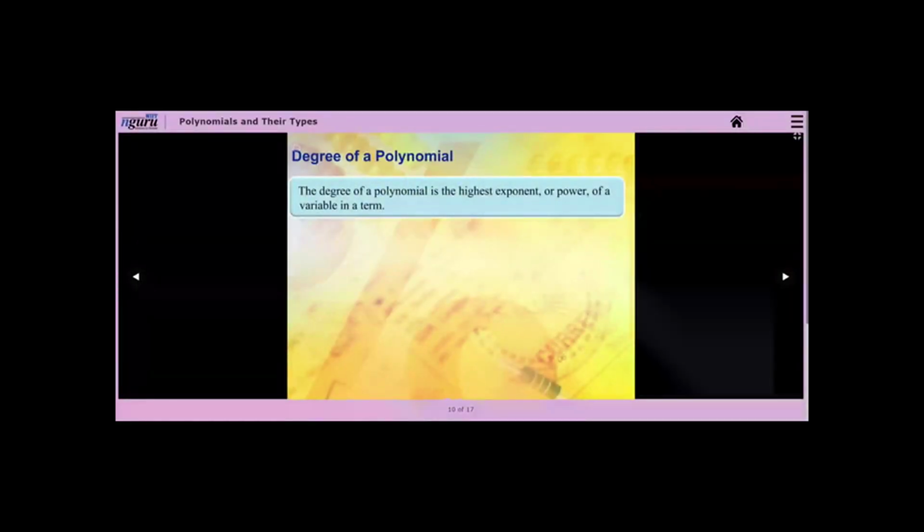Let us see the degree of a polynomial. The degree of a polynomial is the highest exponent or power of a variable. For example, consider the polynomial 6y cubed. What is the degree? Three, ma'am. Highest degree of the polynomial. Correct. 3 is the degree.